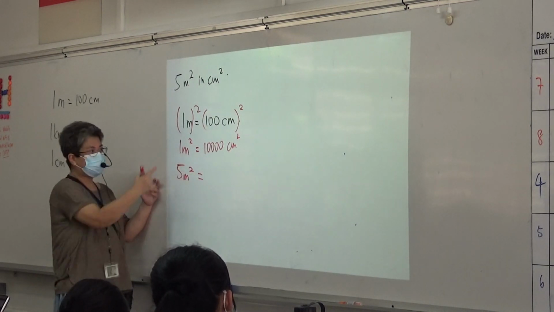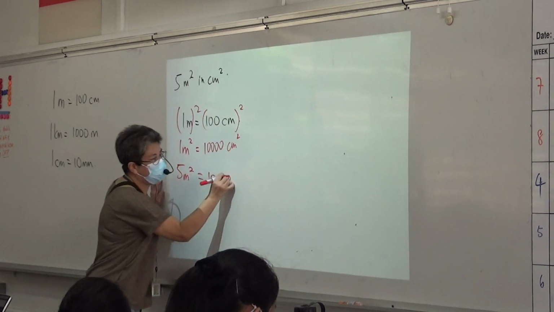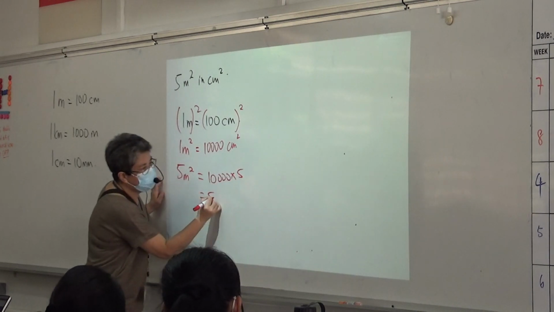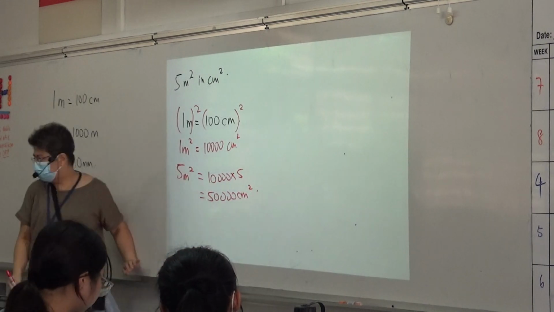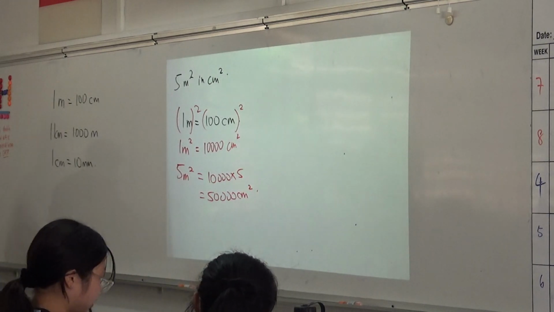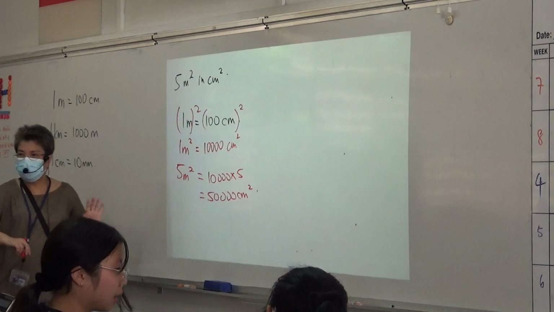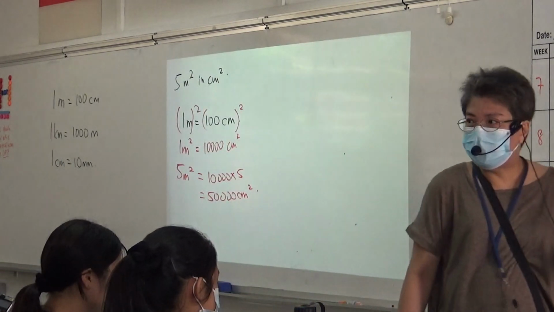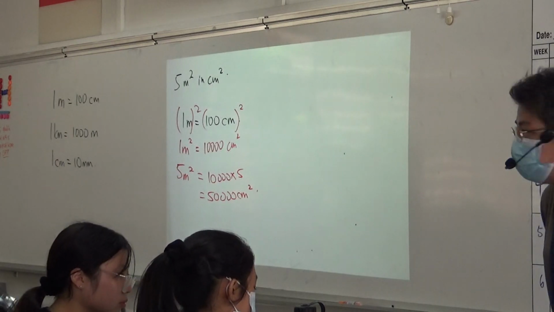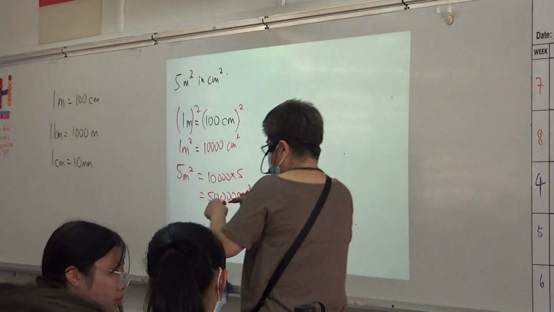So 5 meters square will be times 5, right? So this will be 50,000 cm square. Can you see it? Can you see I'm not doing anything spectacular, I'm just converting. Like that. Alright, now can you look at part B?